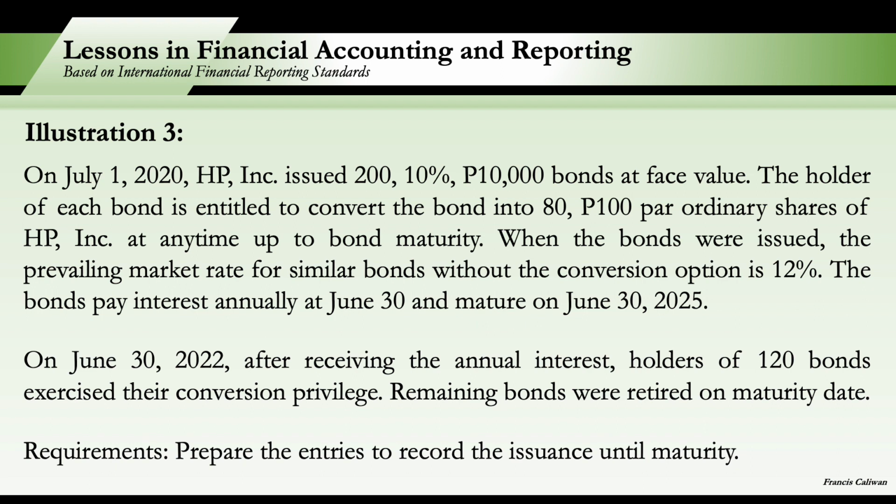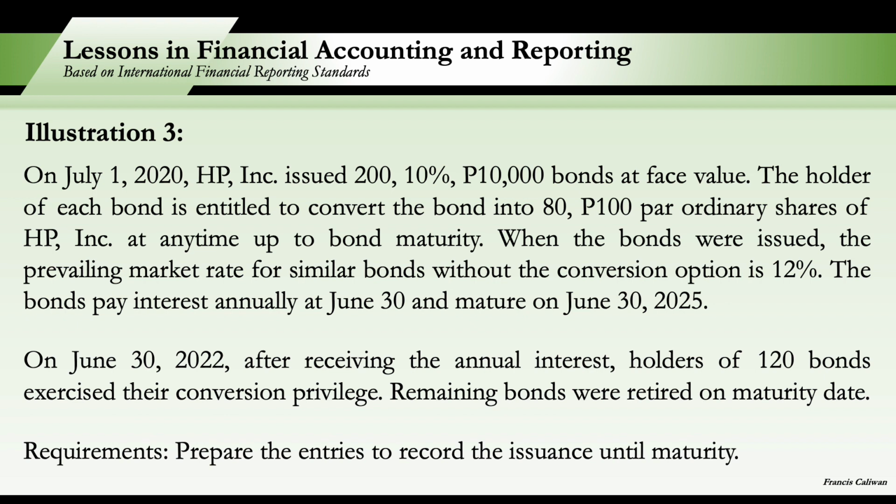So on July 1, 2020, the company issued 10% 10,000 bonds at face value. The holder of each bond is entitled to convert the bond into 80, 100 par ordinary shares of HP Inc. at any time up to bond maturity. So notice that the compound financial instruments were issued at face value. So does it mean that the bonds were issued at no discount or premium?